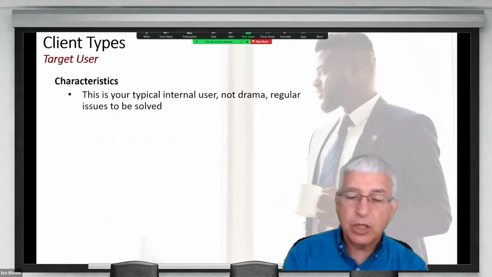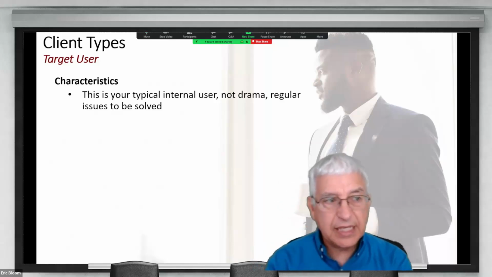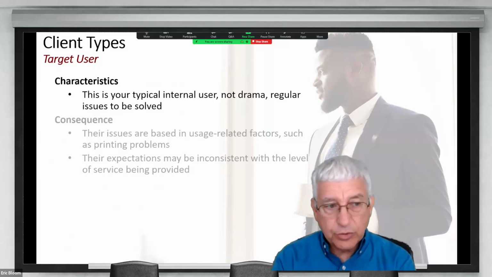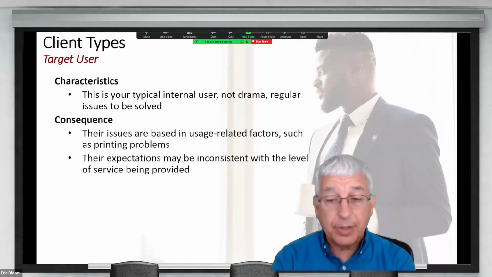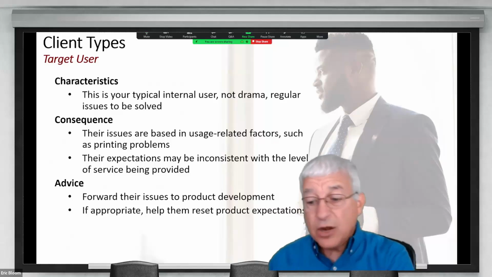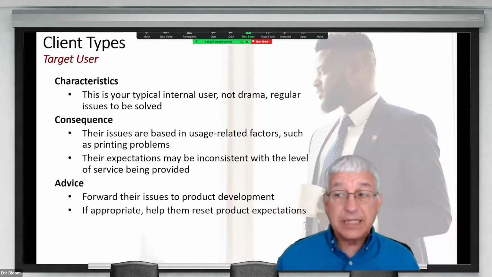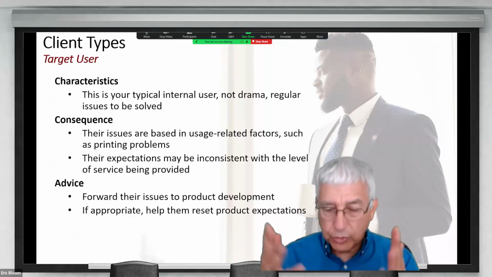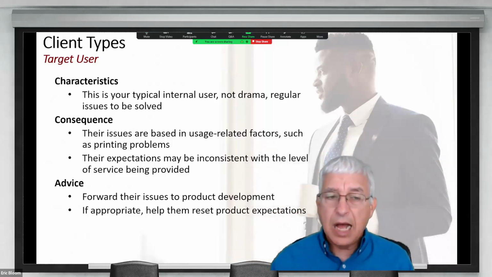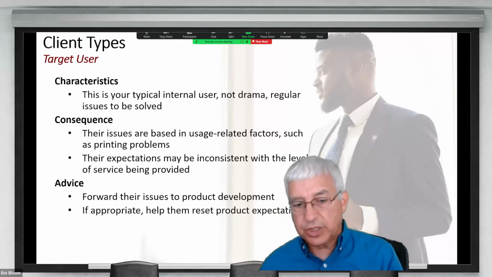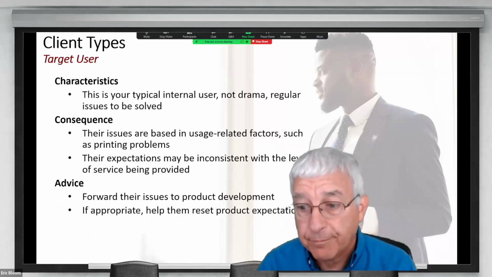Next one, target user. This is ideal. These are the people where there's no drama. They really use your software. If they have problems, really listen to them. They know what you're working on. They may actually know the software from an implementation perspective better than you, because they're always using it. These are the people who truly appreciate your support, and usually are really great to work with, because it's in their best interest to help you help them.